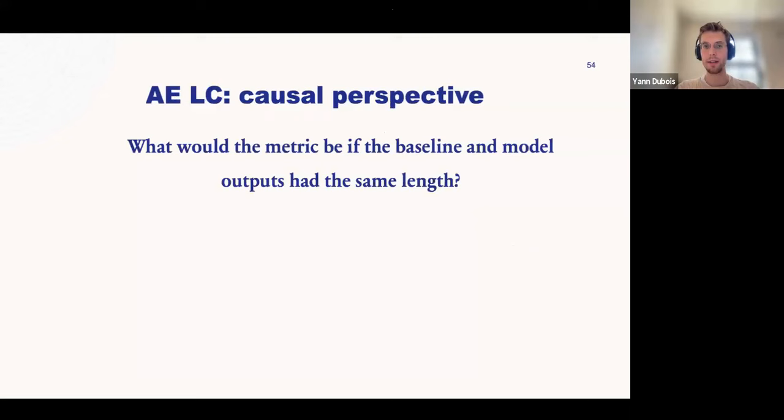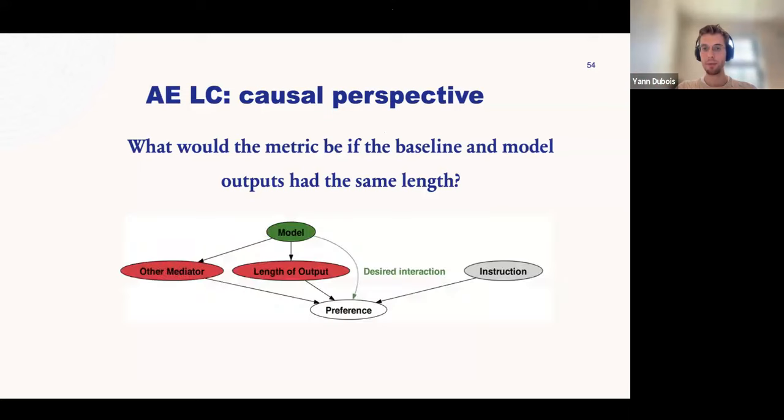So we took a causal perspective, which is that we ask ourselves, what would the metric be if the baseline and the model output, the one that you're evaluating, had the same length? That's just a question that we ask ourselves. Another way to view this is you can take a causal graph. This is the preference as given by the AlpacaEval judge. The preference depends on the model that is generating the answer, on the instruction, but also on the length of the output. And the length of the output depends on the model itself.